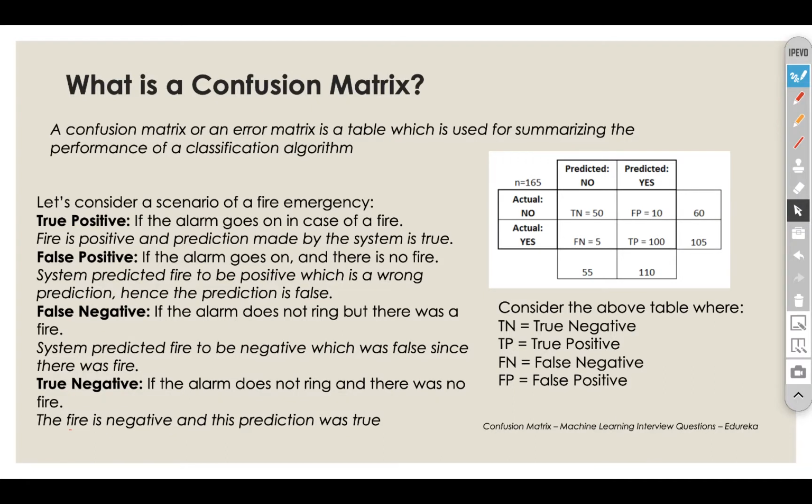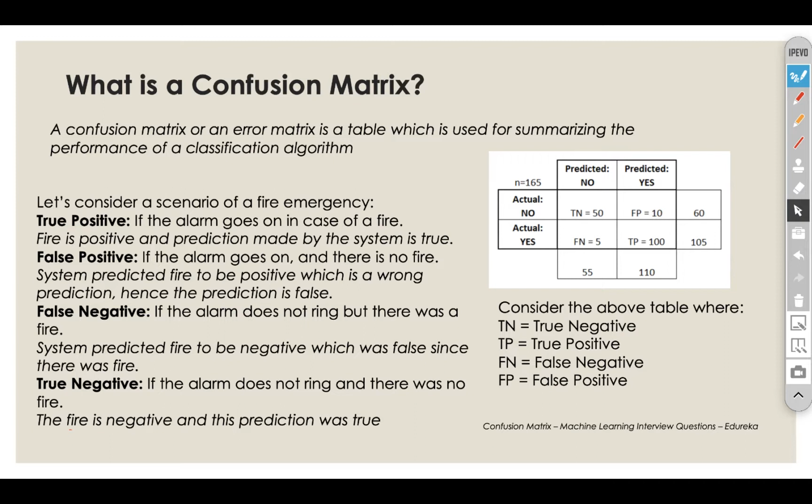Myself Raju Hegde. Today we are going to learn about confusion matrix. A confusion matrix or an error matrix is a table which is used for summarizing the performance of a classification algorithm. So we have looked into classification algorithm in our previous video. There we have seen the prediction output is something like yes or no, true or false. Examples like whether the patient has cancer, positive or negative, email is spam or ham, whether it will rain or not. So there are so many examples like that for the classification algorithm.